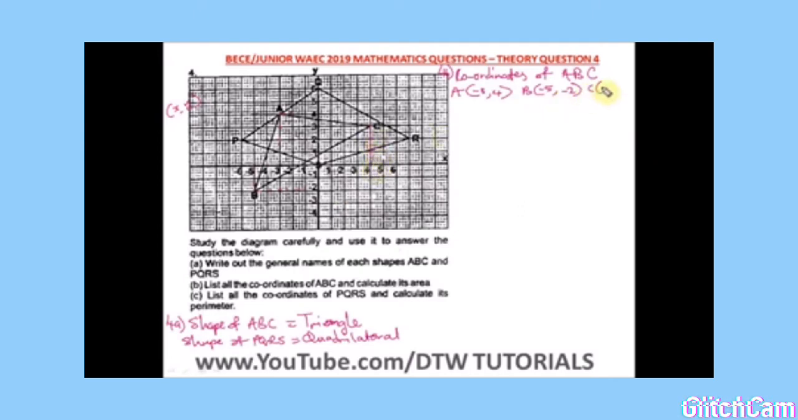Okay, C, our final coordinates. This is C, trace C to the x-axis, it comes down here, this is 4, comma, trace it to the y-axis, over here, which is what? +3, so we have 3. So these are the coordinates of A, B, and C. This is what you first of all state. Then the next thing is it says we should calculate its area.